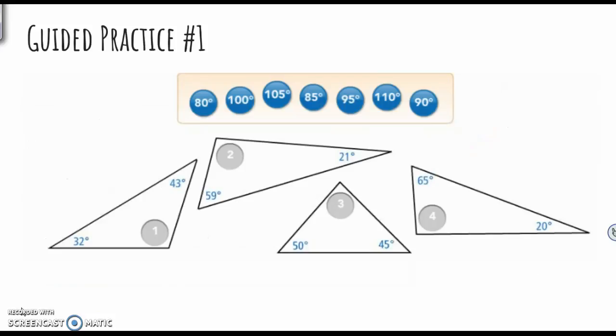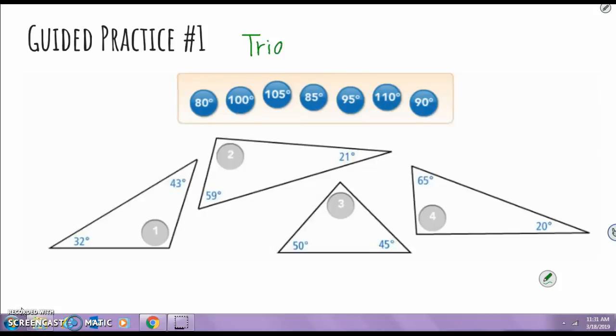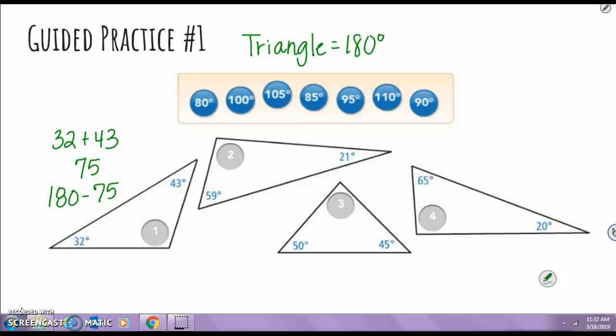So let's start off with the basics. I know that the sum of the interior angles for a triangle is 180 degrees. So I know that each of these triangles has to equal 180. To figure out my missing angle measures, I'm going to add my two angle measures together and subtract from 180. So here I have 32 plus 43, which gives me 75. 180 minus 75 is 105 degrees.